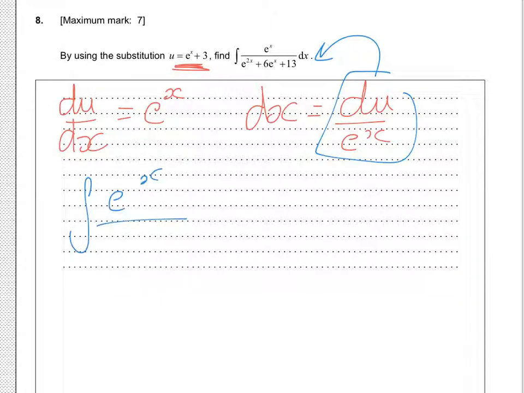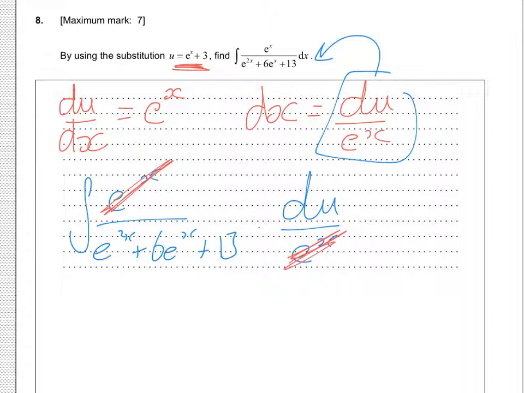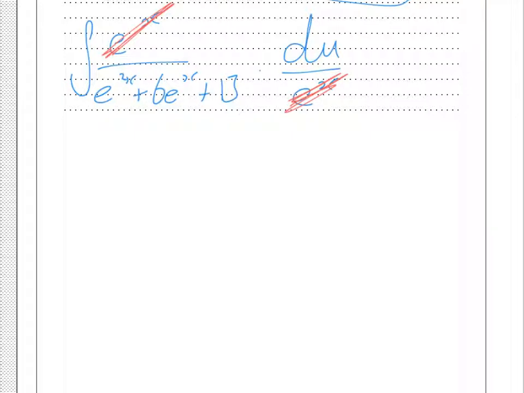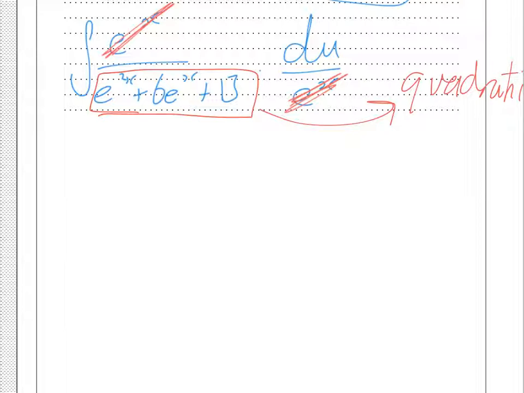e to the x over e to the 2x plus 6e to the x plus 13, du over e to the x. And we've got to multiply and divide by e to the x, so those cancel out. The other thing you need to do is to spot that this is a quadratic in e to the x, and probably it factorises. No, not factorises. You can complete the square.